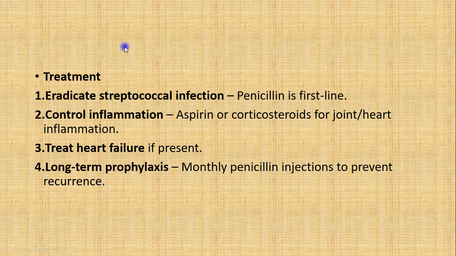So, how do you treat? First, you eradicate streptococcal infection. Penicillin is actually the first line. You control inflammation with aspirin or corticosteroids for joint, stroke, and heart inflammation. You treat heart failure if present. You do long-term prophylaxis, monthly penicillin injections to prevent recurrence.